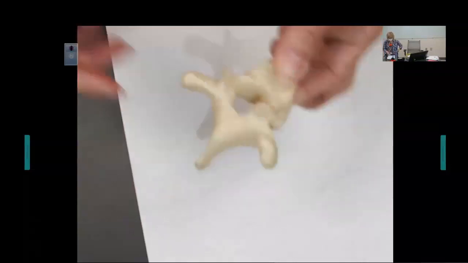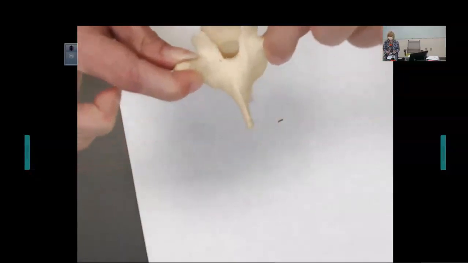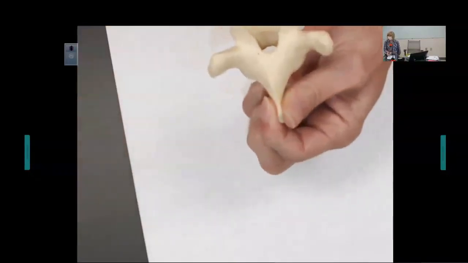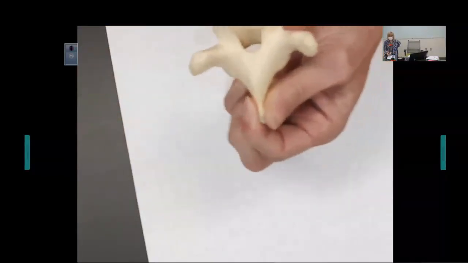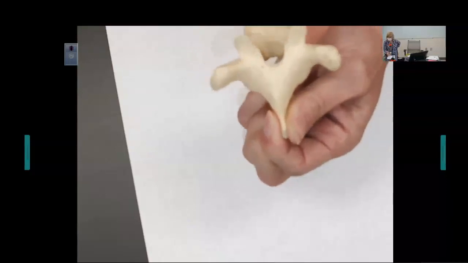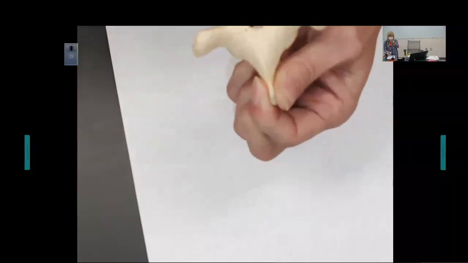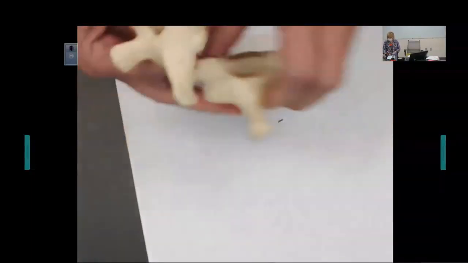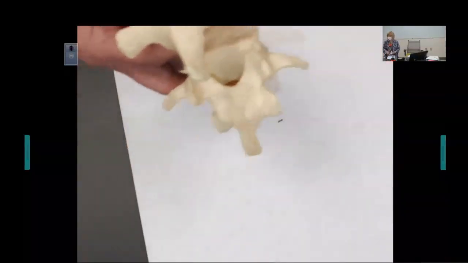So this is the what? That is the body. This is the transverse process. This is the spinous process. Remember, this is what's making your spine. When you feel your backbone, this is what you're feeling. So his nose is the spinous process. On every single one of these, doesn't matter what kind it is, that nose looking thing is the spinous process. That is making up your spine.